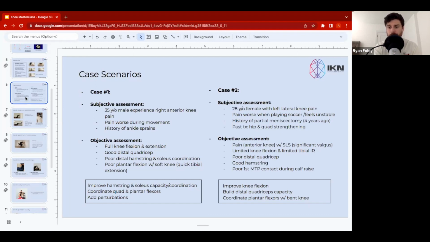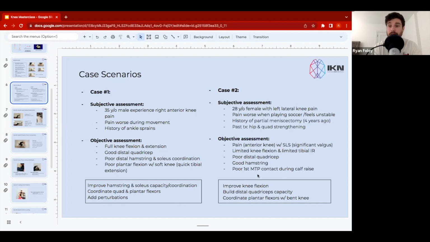Okay, with a good hamstring, we also have poor first metatarsal head contact during the calf raise. Whenever you see poor first metatarsal head contact during a calf raise, there are many ways we can facilitate that metatarsal head contact. One of the key ways to do that is by doing things that challenge plantar flexion with more of a bent knee, because with a bent knee, you're going to facilitate greater capacity to internally rotate the tibia.